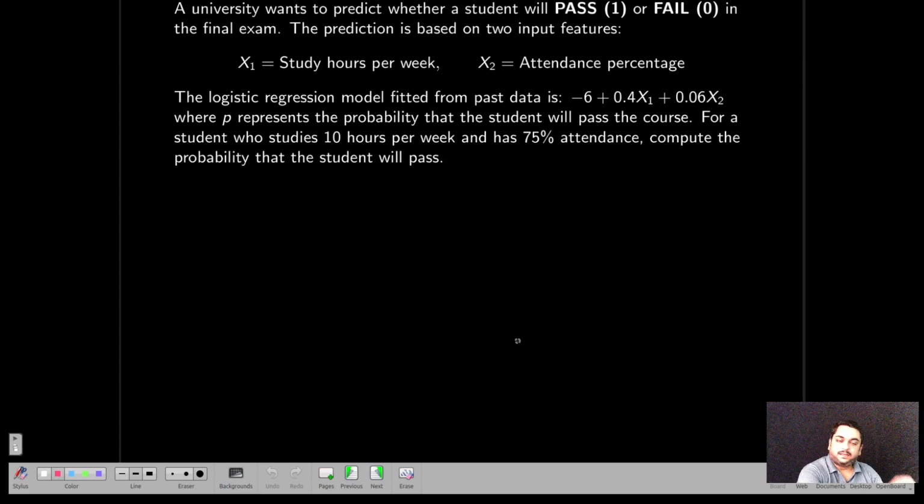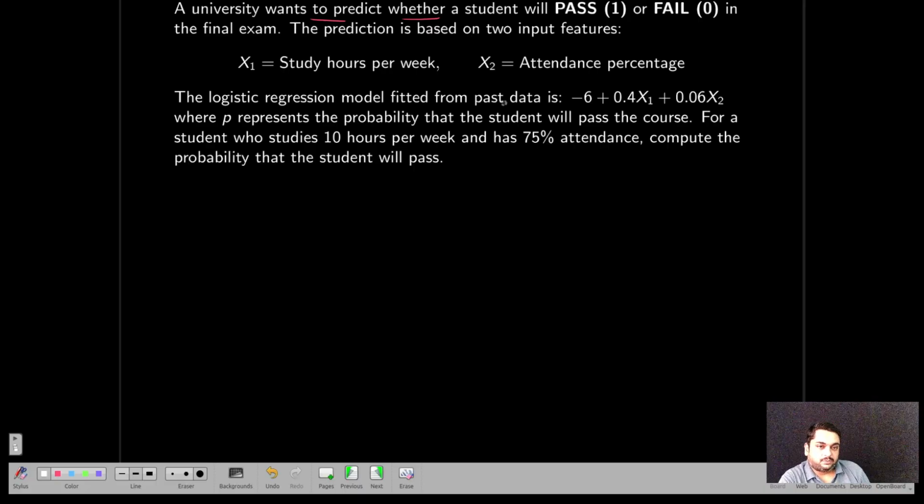So let us take an example. You'll understand in a better way. A university wants to predict whether a student will pass. Pass means 1, fail means 0, so it's categorical data in the final exam. The prediction is based on two input features, so it is dependent on two inputs, that is two predictors. X1 is study hours per week, X2 is attendance percentage.